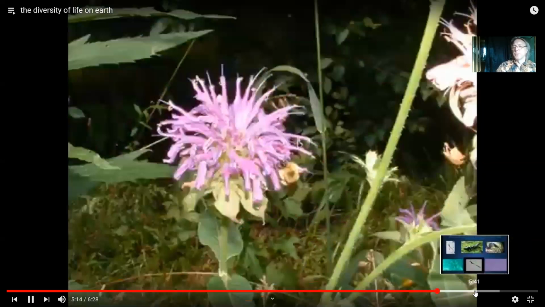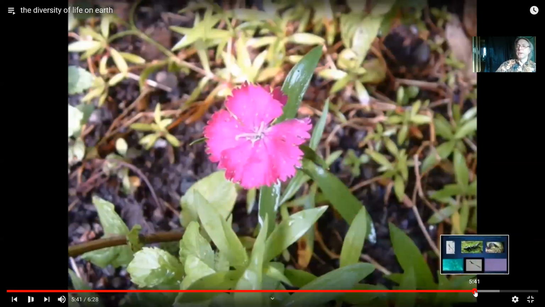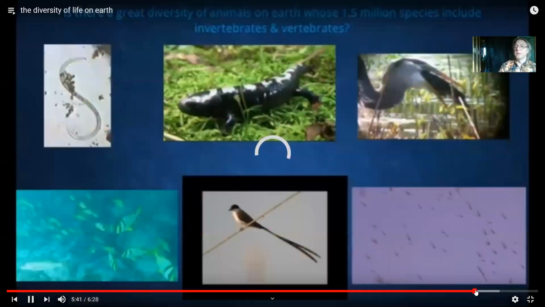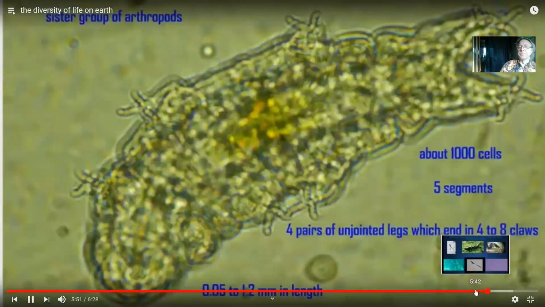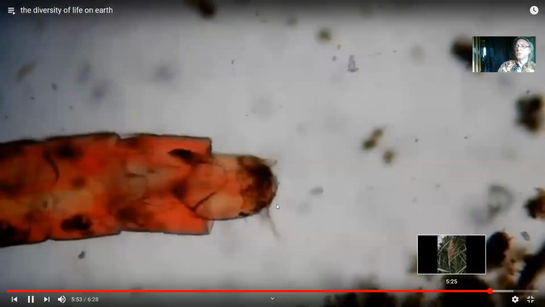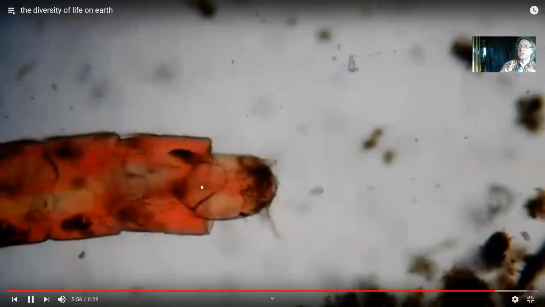And then there's this great diversity of animals, more than 1.5 million species that we know of, most of which are the invertebrates. So vertebrates, which are often what we think of first with the animals, are not the most common animals. It's actually the invertebrates.